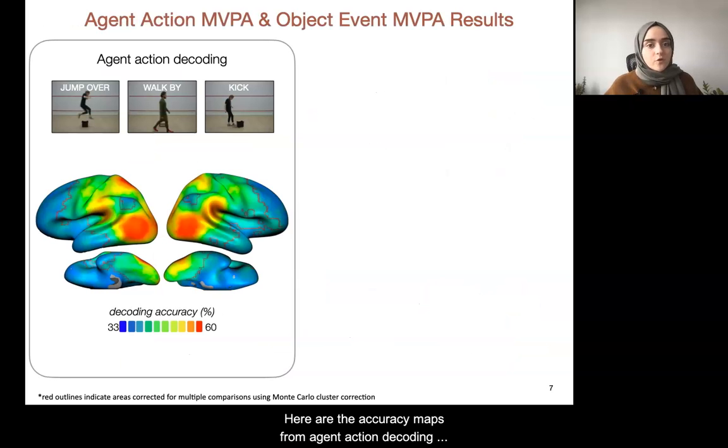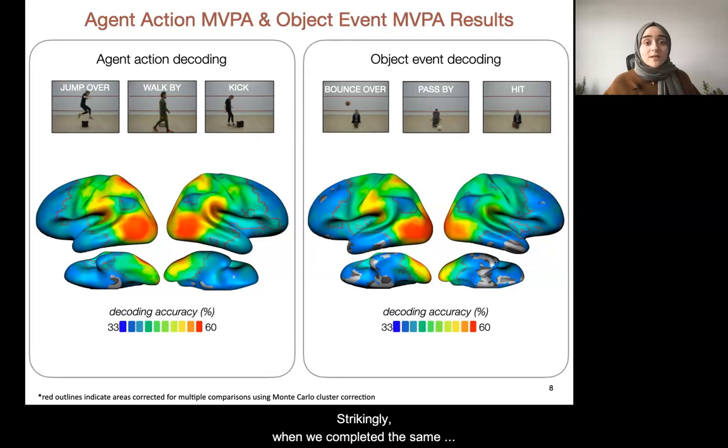Here are the accuracy maps from agent action decoding. The red outlines indicate areas corrected for multiple comparisons. And in line with the literature, parts of premotor, parietal, and posterior temporal cortices could distinguish meaningfully different actions of humans from each other. And strikingly, when we completed the same decoding analysis for the three object events, we observed that overlapping brain regions of the action observation network could distinguish them as well. But this doesn't mean that these regions are encoding the same representations for both.